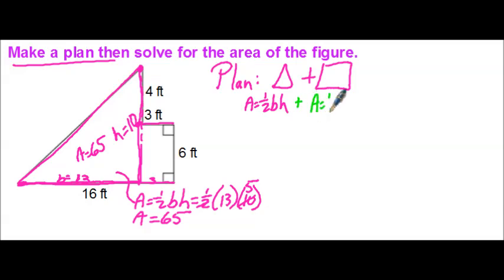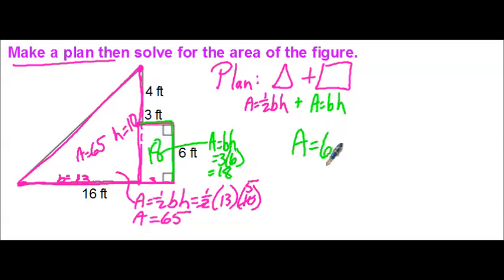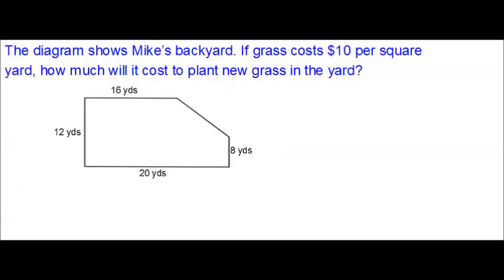Now we need to find the area of the rectangle. It's a 3 by 6 rectangle, which is A equals BH. That's 18. Add those things together. 65 plus 18 gives me a total area of the figure of 83 square feet.